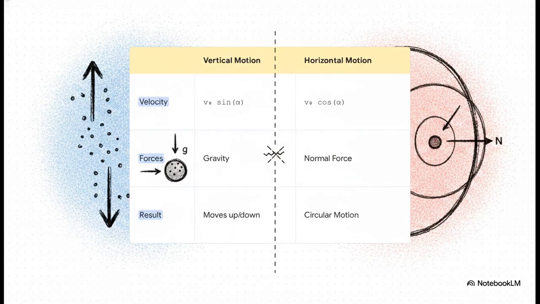And what's really cool here is how cleanly we can separate these two. I mean, they are completely independent. The vertical motion is just the particle fighting against gravity, moving up and down. The horizontal motion is the particle going in a circle because the wall is pushing on it. And since the surface is smooth, that's a key word, there's no friction to link them. They literally don't care about each other.